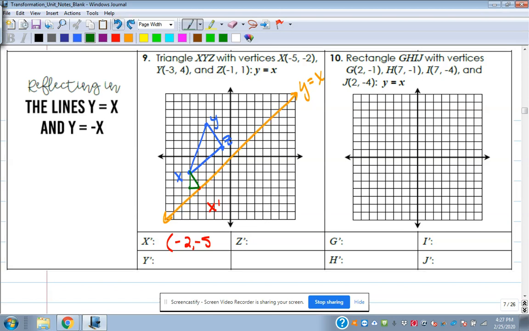Oops, I pasted my reflection line. Z should be at 1, -1, because that one's only 1 unit away both ways, so it doesn't matter. If you flip it, it's the same because it's 1 and 1. So Z prime should be here. It should be 1, -1.